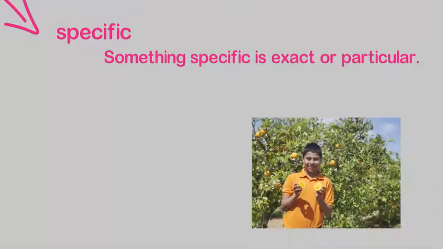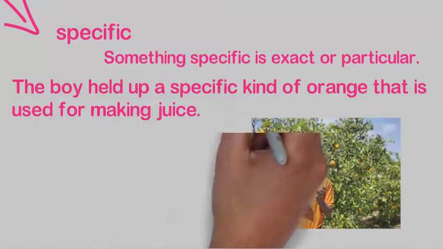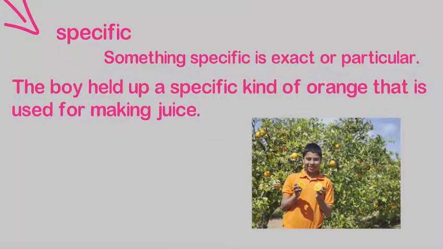The next word is specific. Something specific is exact or particular. In our example, the boy is holding up the specific orange juice for making orange juice.